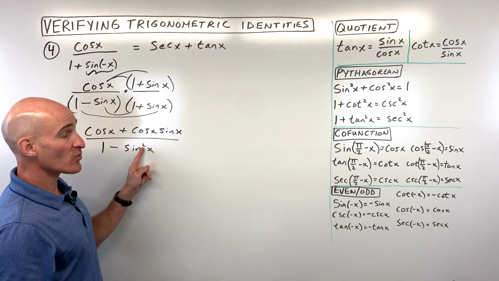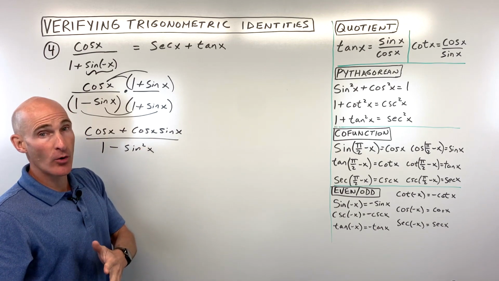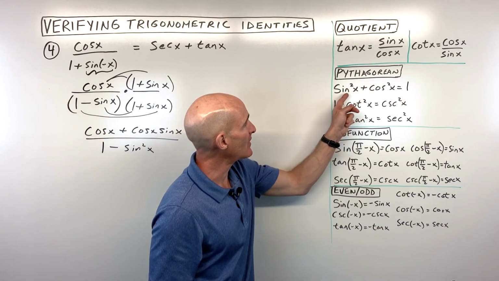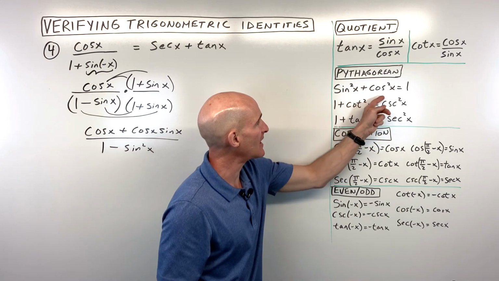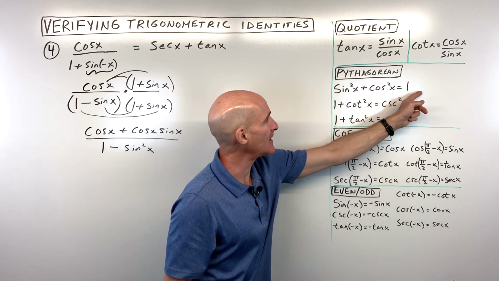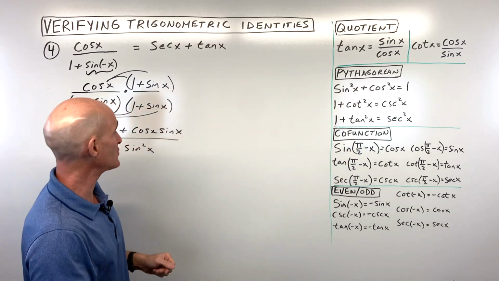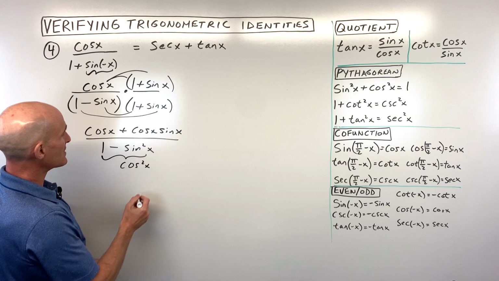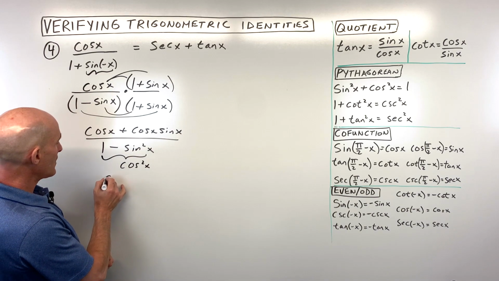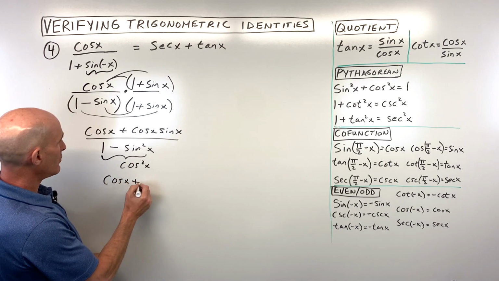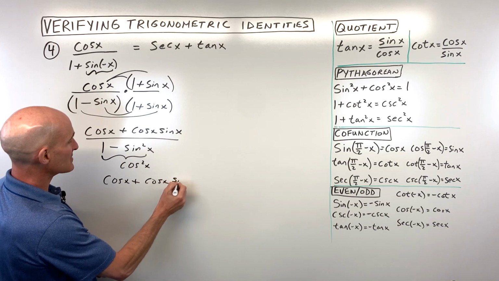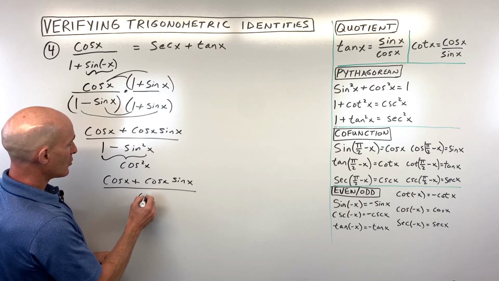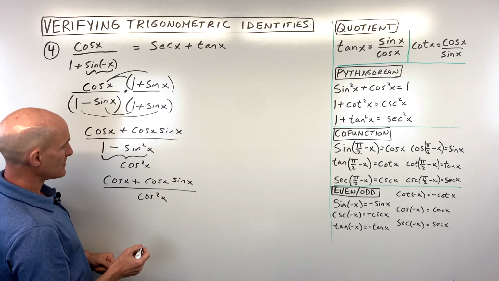When I see the ones with the second degree, now it's not always this way, but a lot of times it's a Pythagorean trig identity. And you can see if I subtract sine squared x to the right side of this equation, 1 minus sine squared x is equal to cosine squared x. So let's go ahead and replace this with cosine squared x. So this is going to look like cosine x plus cosine x sine x, all divided by cosine squared x.